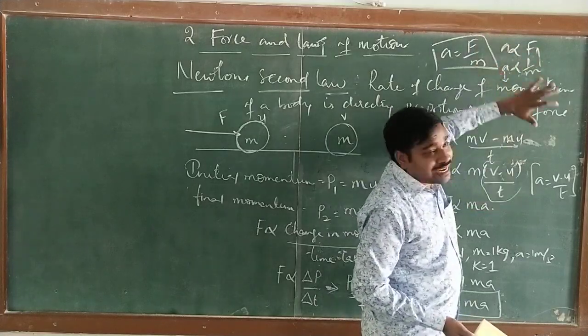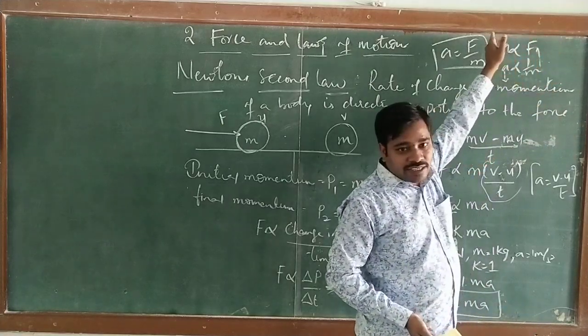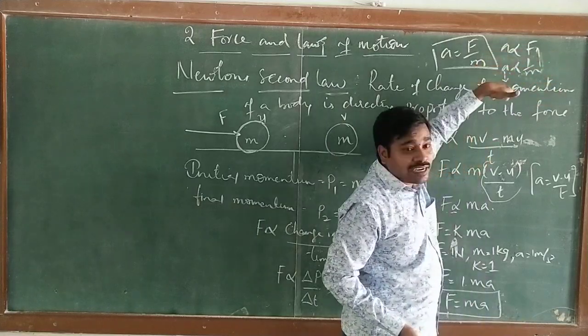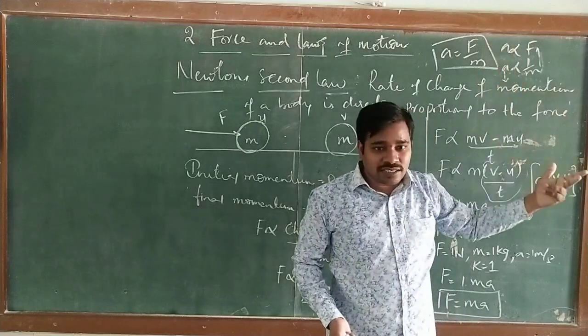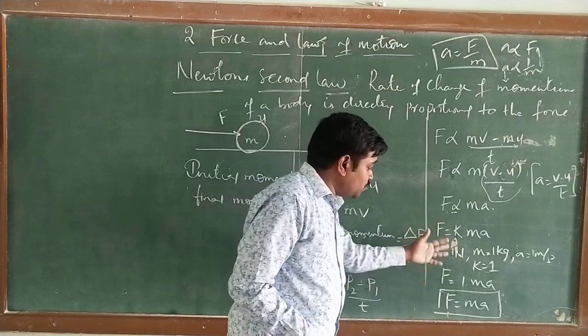What is the difference between directly and inversely? Directly, as you increase the force, acceleration also increases. Whereas inversely, as you increase the mass, acceleration decreases. As you decrease the mass, acceleration is going to increase. So this is the formula which we use to calculate the force.